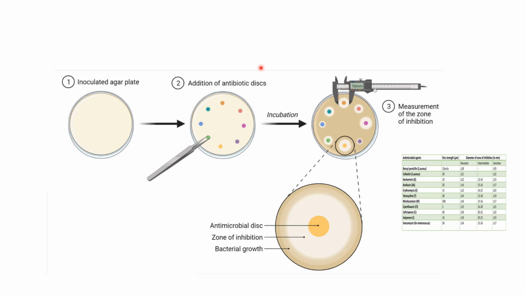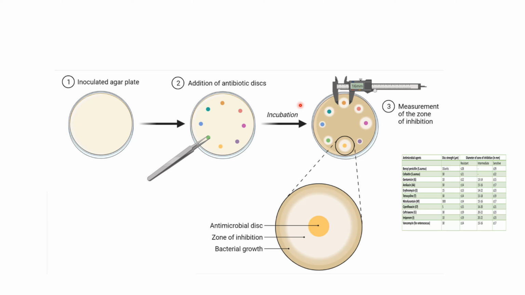In the Kirby-Bauer disc diffusion method, first we will take the Mueller-Hinton agar plate. To this Mueller-Hinton agar plate, we will lawn culture the test organism. After lawn culturing the test organism, we will add the antibiotic disc. Depending upon the organism, the selection of the antibiotic disc will vary. After adding the antibiotic disc to the Mueller-Hinton agar, we will incubate the plate at 37 degrees Celsius for 16 to 18 hours or overnight incubation.